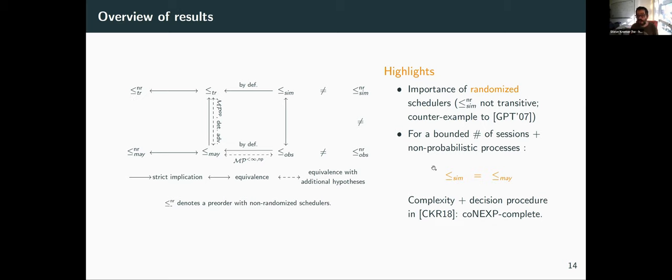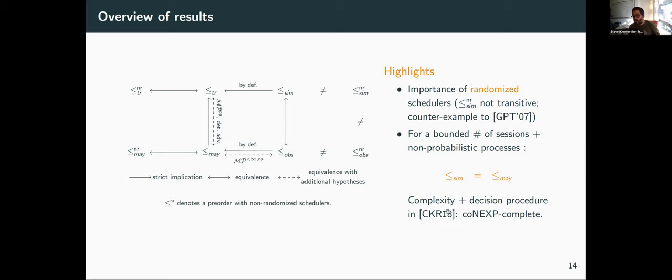And another interesting result, I think one of the most interesting insights of our work, is that if we're taking processes that are non-probabilistic and restricted to a bounded number of sessions, so if we remove replications, then we can actually show that may testing with probabilistic adversaries is exactly the same as similarity, where you don't have any probabilities at all. So we're looking at non-probabilistic processes, we're taking similarity where you don't have any probabilities in it. And this coincides with may testing where you actually take a probabilistic adversary. So this is something that I found interesting.